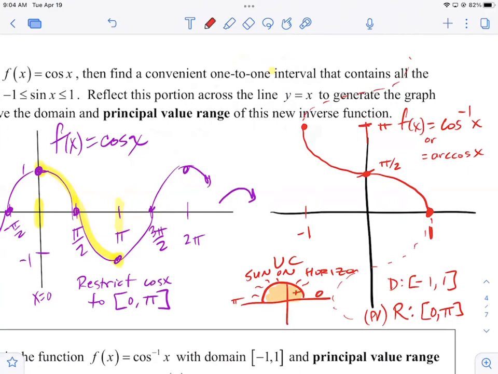Cosine is positive in quadrant 1, just like all 6 trig functions are. Cosine is negative in quadrant 2. So if you ever take the inverse cosine of a positive ratio, just like arc sine, you're going to get a positive acute angle. But what makes it different is if you ever take the inverse cosine of a negative ratio, instead of getting a negative acute angle in quadrant 4, you're going to get a positive obtuse angle in quadrant 2.